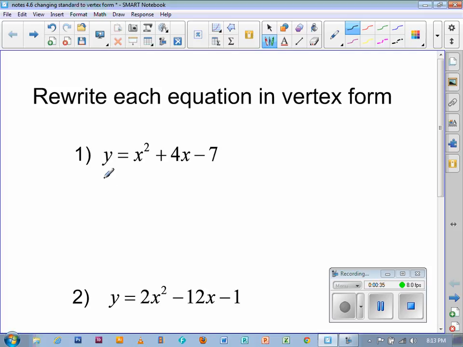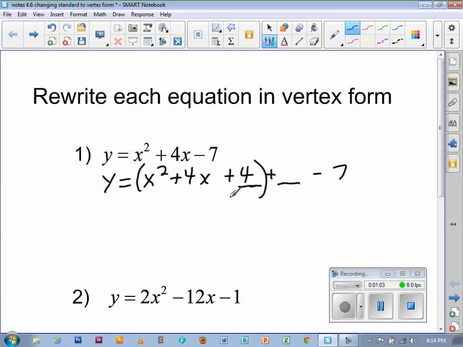Here's how we start. You take your equation, you separate the x squared and the 4x from the minus 7, so you bring that over here. You insert two blanks. We're going to fill those in with numbers and ask ourselves, what would I have to put here to turn this into a perfect square trinomial? And that, of course, is 1/2 b squared. 1/2 of 4 is 2, squared is 4.